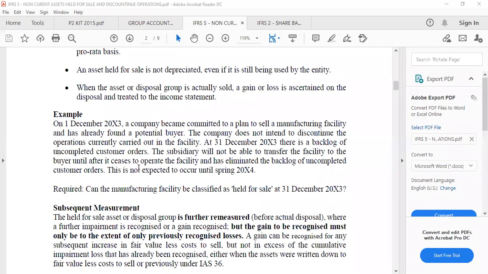Okay, let's look at the first example. This one is just a theory. Let's read it and answer it.